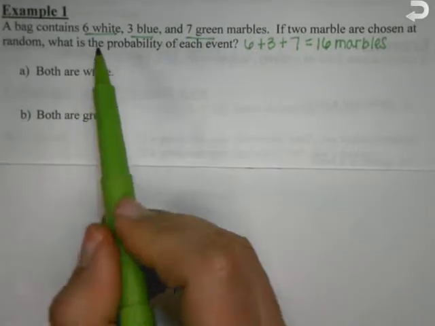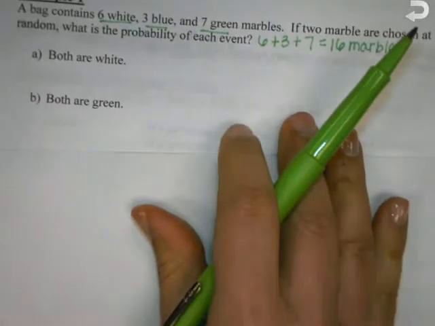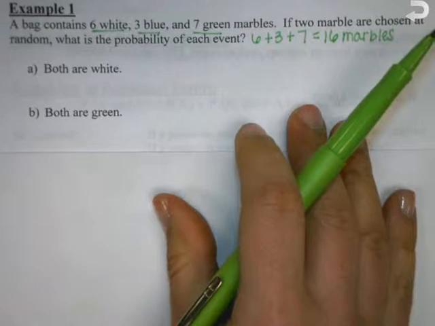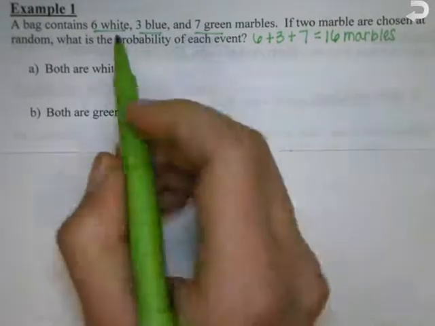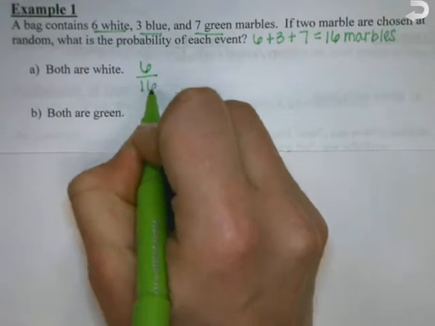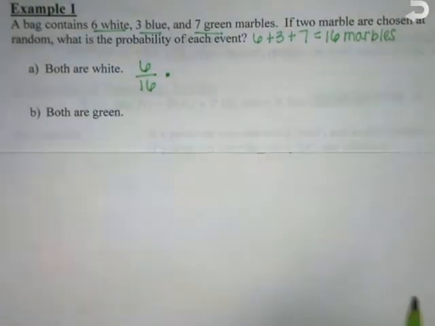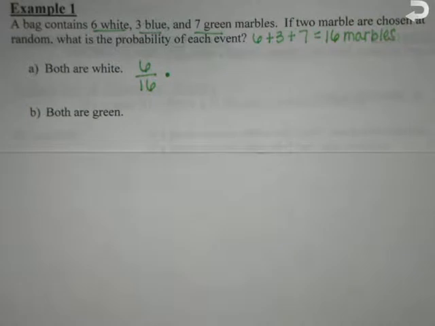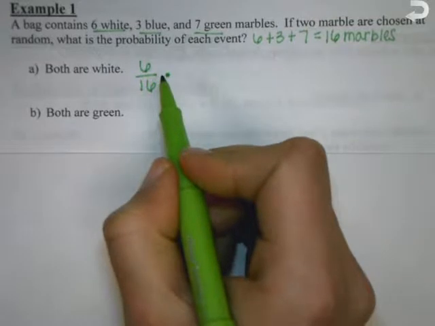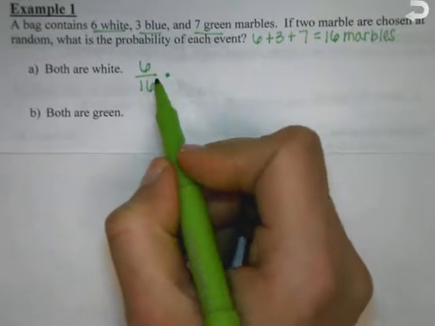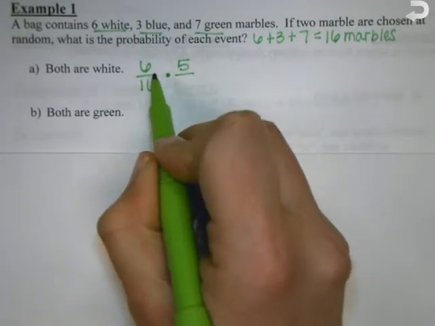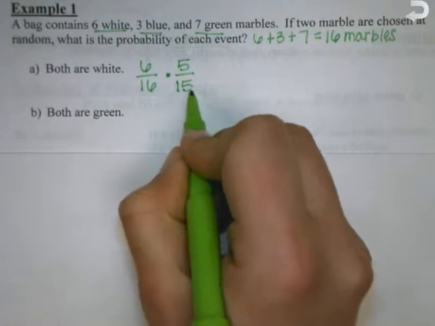So in this case we're looking for the probability of A being white and the probability of B being white. So we're going to multiply both of these. So the probability of our first one being white, there are 6 white in there, so that is 6 over 16. Now, I have already taken out 1 white marble from the whole thing. So I only have 15 marbles left, and only 5 of them are going to be white. So the probability of my second marble also being white is going to be 5, because there's only 5 white marbles left, over 15, because there's only 15 marbles left.